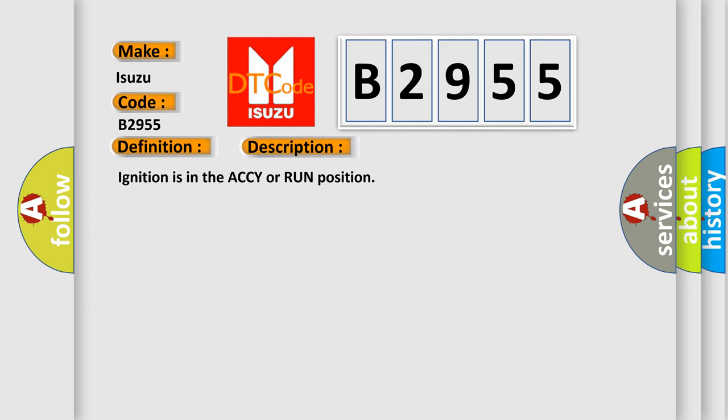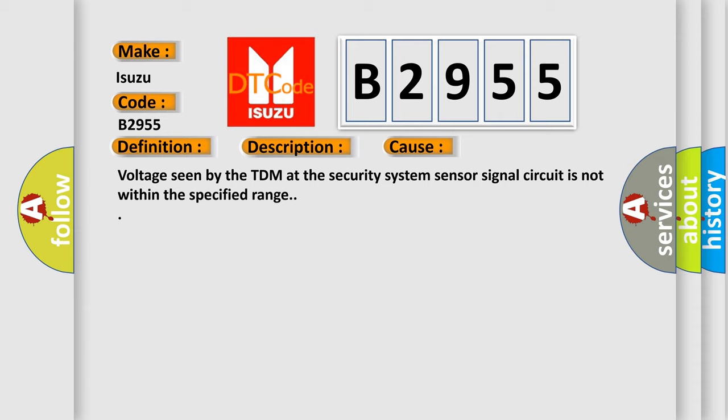And now this is a short description of this DTC code. Ignition is in the ACCY or run position. This diagnostic error occurs most often in these cases: voltage seen by the TDM at the security system sensor signal circuit is not within the specified range.